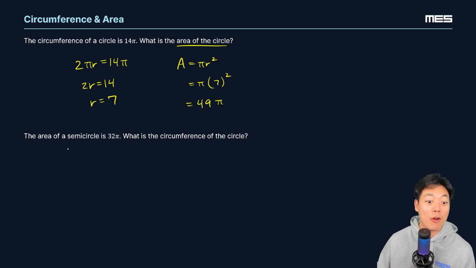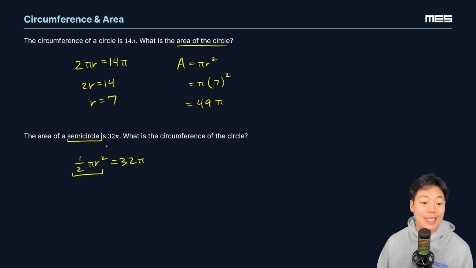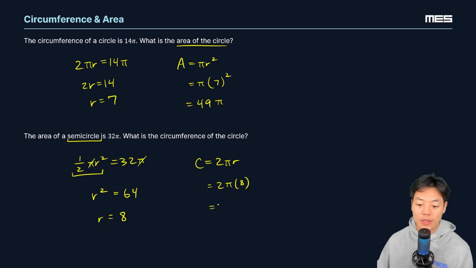Similar question comes next. The area of a semicircle is 32 pi. A semicircle is half of a circle. So if the area of a semicircle is 32 pi, then half of pi r squared will equal 32 pi. This is because we're working with a semicircle. So multiply both sides by 2, cancel out the pi's, we get 64 and r squared, so the length of our radius will be 8. Now in order to find the circumference is 2 pi r, and we can plug in 8 for the r, leaving us with 16 pi. These are some ways that circumference and area can come out on the SAT.